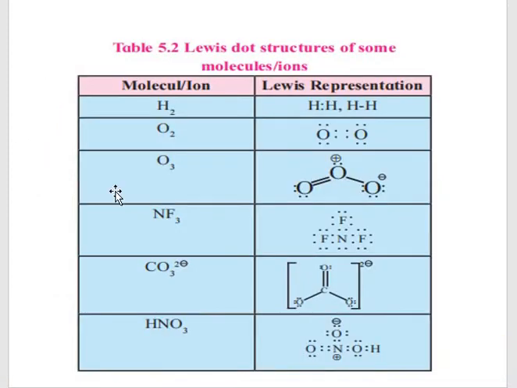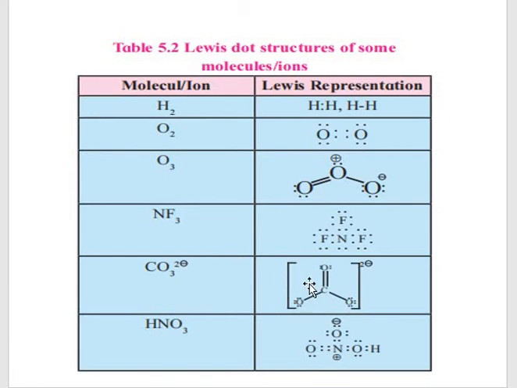Now see some Lewis dot structures of molecules or ions. Here you are seeing the hydrogen molecule. In the hydrogen molecule there are two hydrogen atoms having a single covalent bond in between. In the oxygen molecule, oxygen shares 2 electrons from both sides and has a double covalent bond in between. It is called a multiple covalent bond. Then this is the structure of ozone. The NF3 structure matches the structure of NH3.